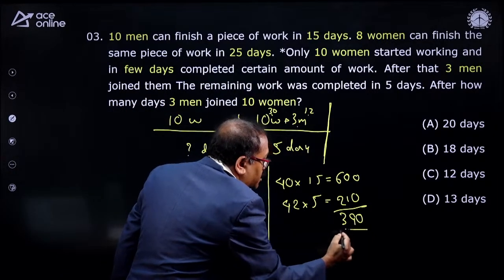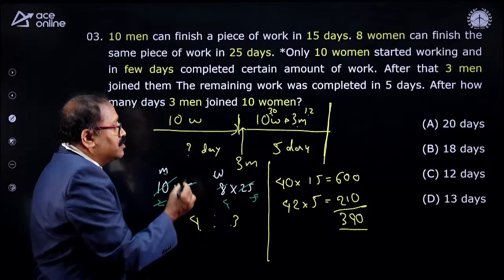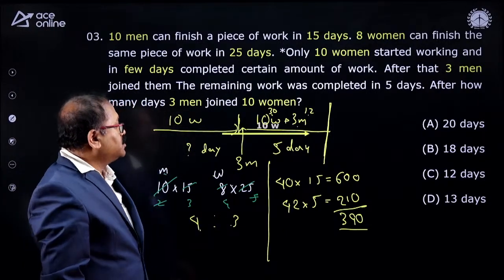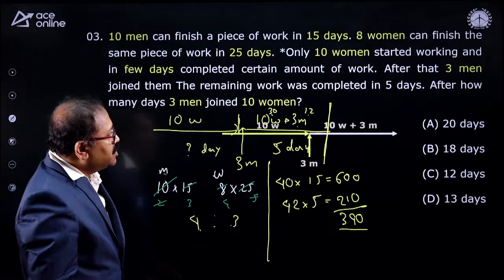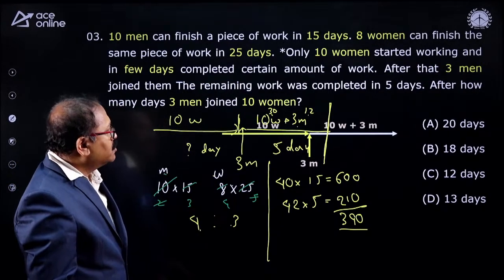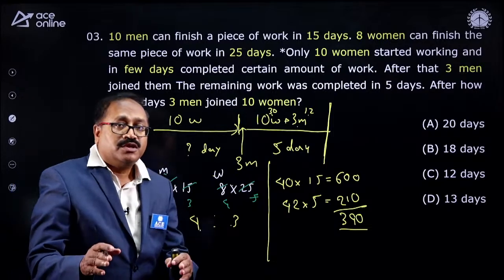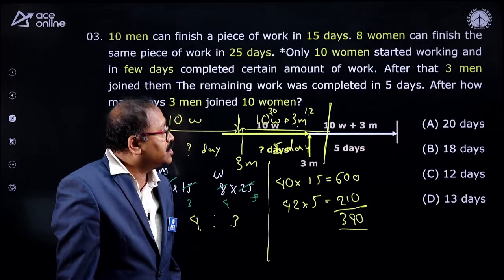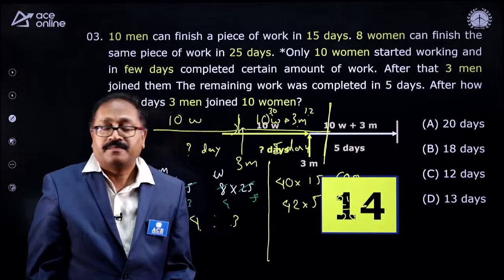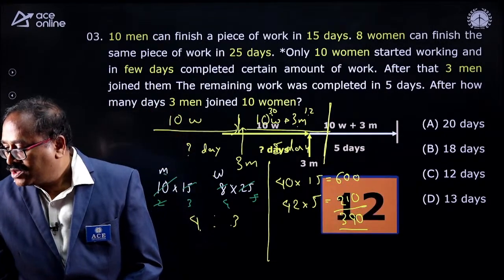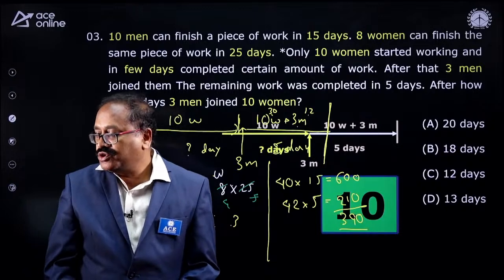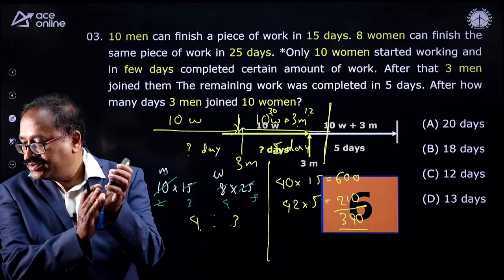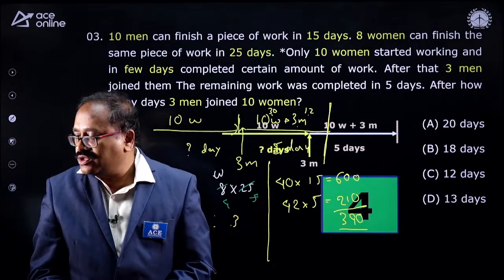So, 390 is completed by 10 women in how many days? Here is your time. Acha, we have the animation. Okay, so no need of animation. Now answer it, and your 15 seconds starts from here. Sumit, Shantanu, answer this. Gayatri, do you understand?